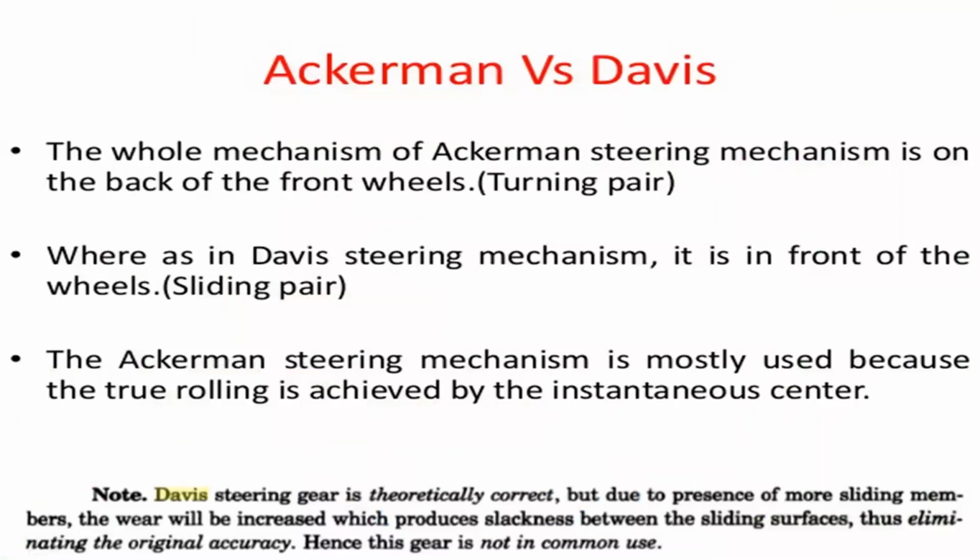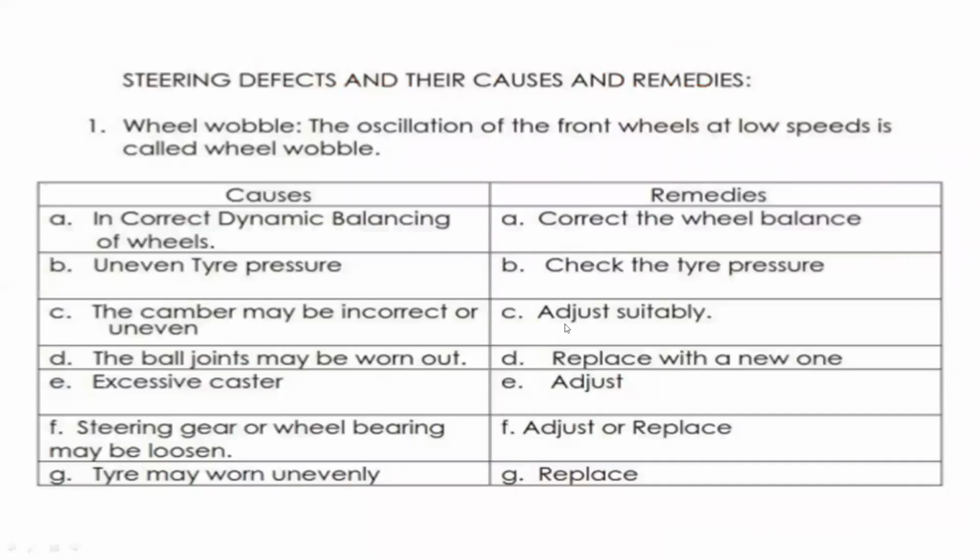So what is the difference between Ackermann and Davis steering mechanism? In the Ackermann steering mechanism, the whole mechanism is placed on the back of the front wheels, whereas in the Davis steering mechanism it is in front of the wheels. The Ackermann steering mechanism is mostly used because true rolling is achieved by the instantaneous center. That is the difference between Ackermann and Davis steering.